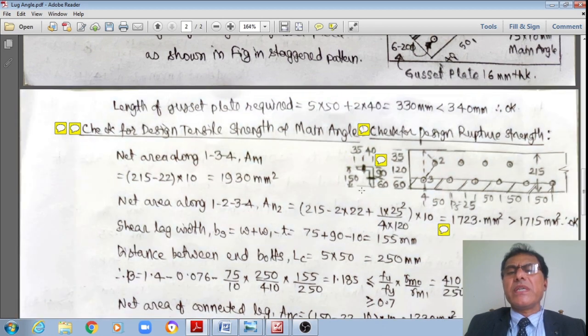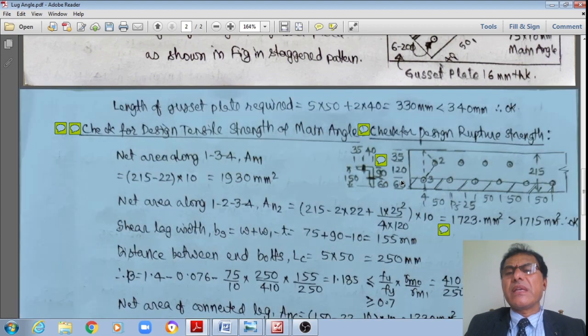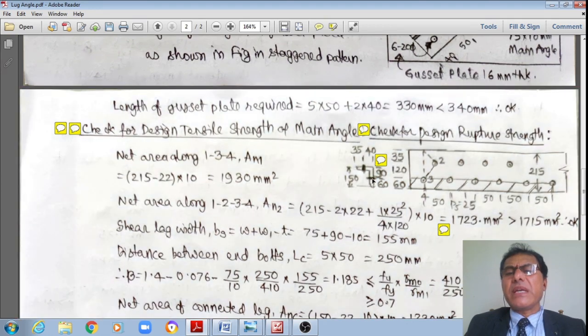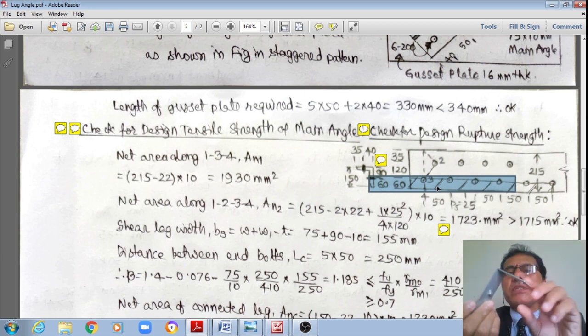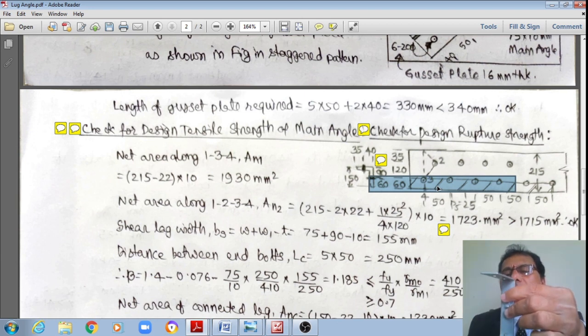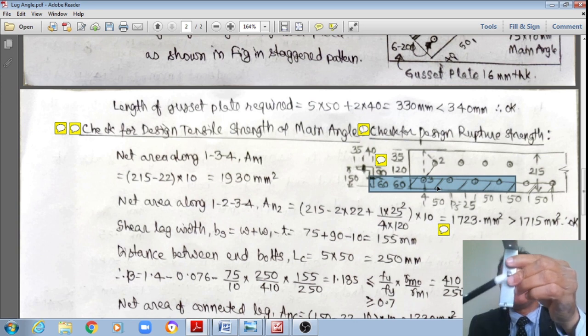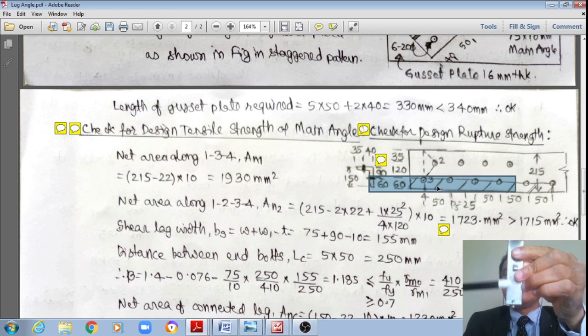Then what is the rest of the length? Because this is 150 minus 90, it works out to 60 mm. From the central line of this bolt up to the end of this toe, it is equal to 60 mm.